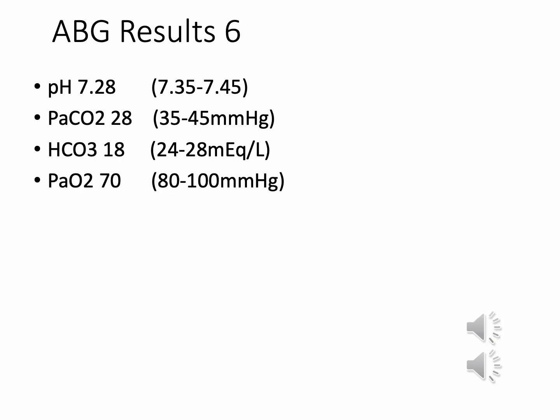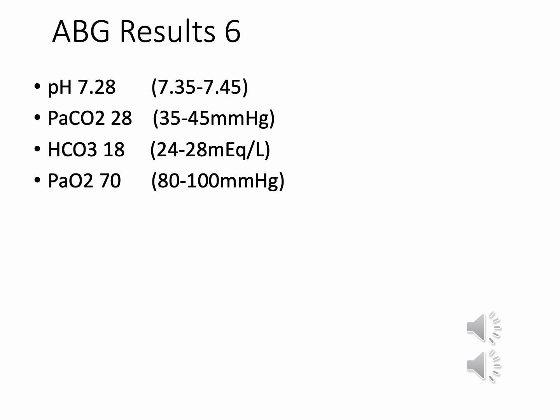Okay, so this one is an acid, 7.28. It's below the normal limit on the acidotic side. So write acid next to the pH. For PaCO2, it's 28, so it's a lower number than normal. So it's alkalotic or alkalosis. Write that next to this one. Bicarb is 18, which is acid or acidotic.